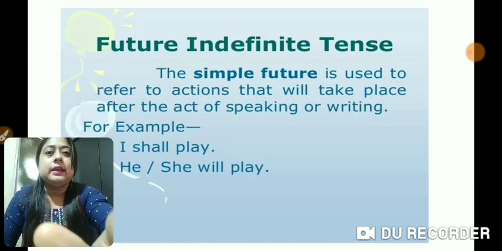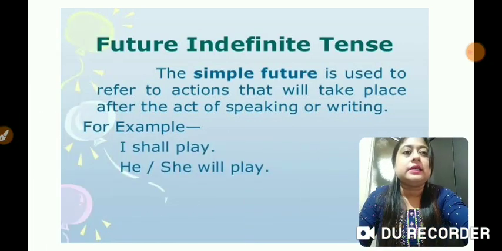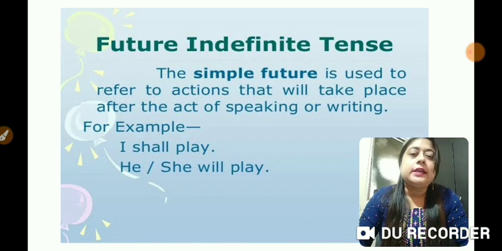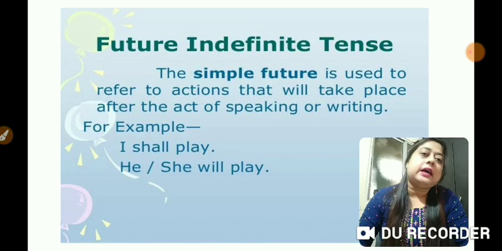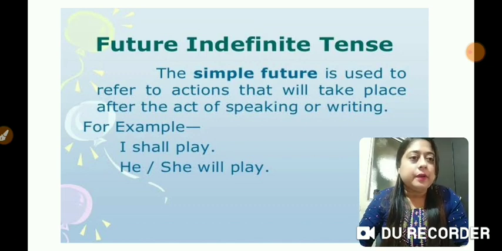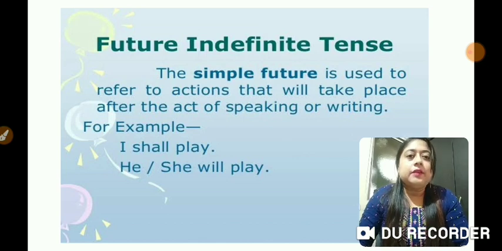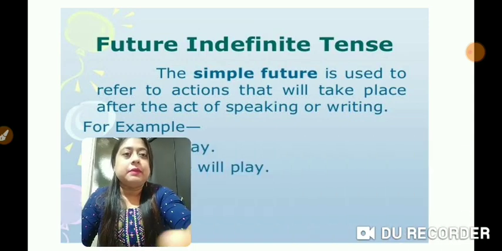So let us see in detail. The simple future tense is used to refer to an action that will take place after the act of speaking or writing. It means it is not happening in the present while speaking, or it has not happened in the past, but will happen after I have said it. For example, I shall play, he or she will play. So I am not playing right now, I will play in the coming time in future.